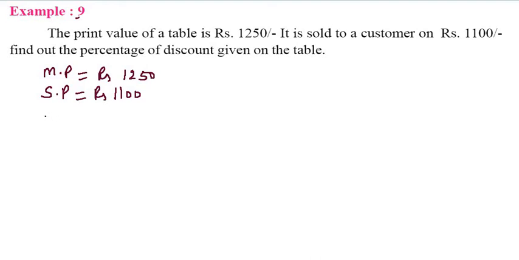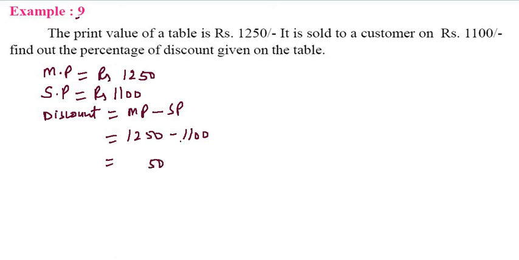Now come to the discount. Discount is equal to mark price minus selling price. So mark price is 1250 and selling price is 1100. So what will happen here? 5 and 0, 2 minus 1, that is the 1. So the discount is rupees 150.